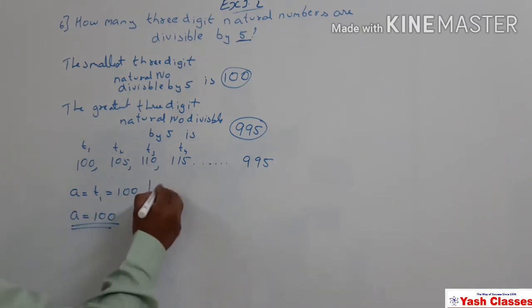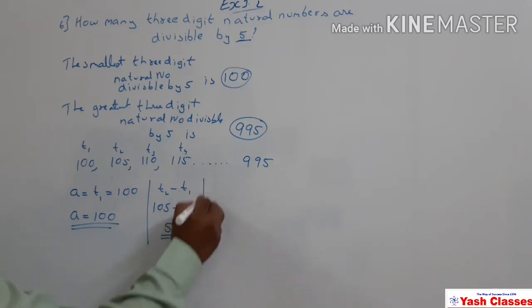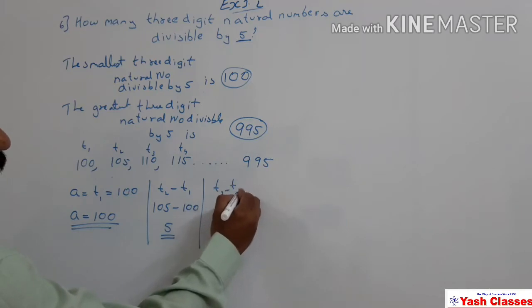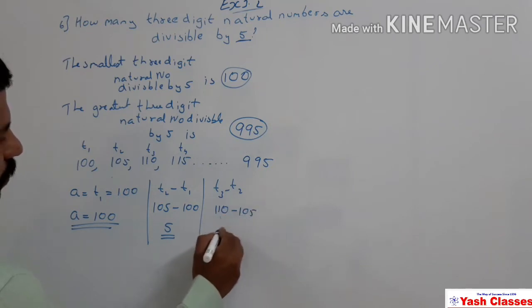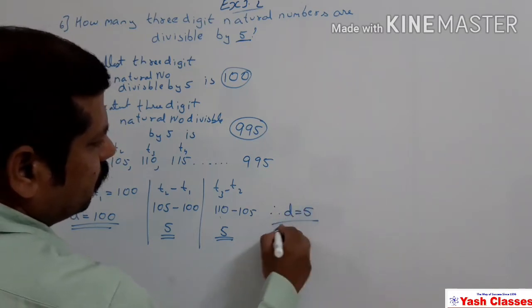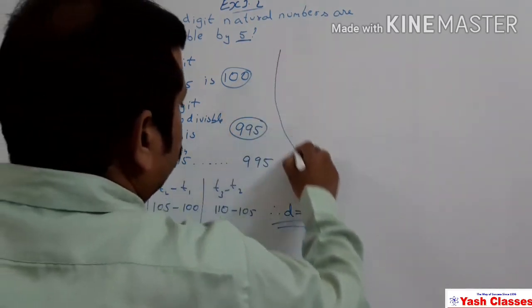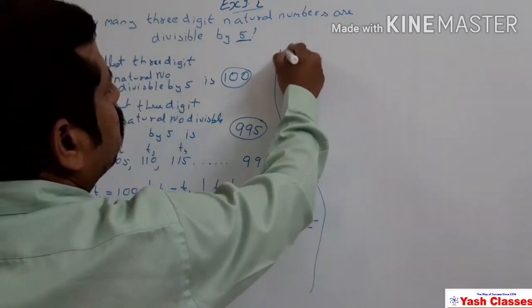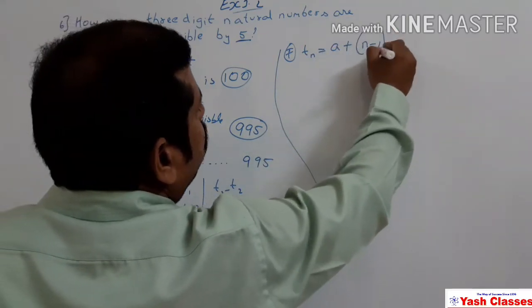Now we have to find difference. T2 minus T1. T2 is 105 and T1 is 100. The difference will be 5. T3 minus T2, 110 minus 105. The difference is 5 here also. Therefore D is equal to 5. Here you got A. Here you got D. Now put your formula here. Tn is equal to A plus (n minus 1) D.